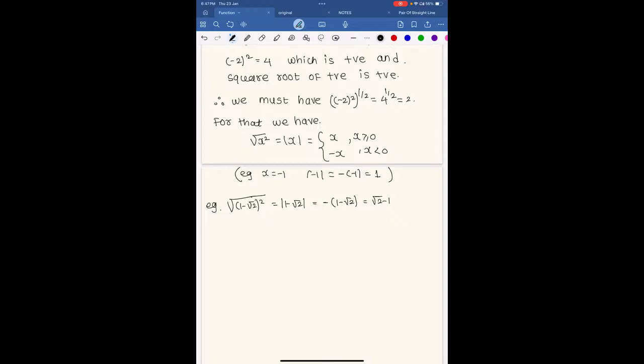It will not be 1 minus root 2. Okay, so remember here: root of (1 minus root 2) square is not equal to 1 minus root 2. Square and square root do not directly cancel, because a square root is always a positive quantity and 1 minus root 2 is a negative quantity, less than 0. So it is not possible. So the square root of (1 minus root 2) square will be root 2 minus 1. Okay.